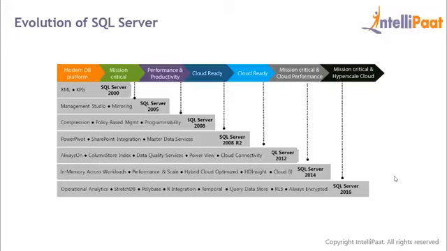Then SQL Server 2016 released, which added new built-in JSON support in SQL Server for JSON imports, exports, parsing, and storing. A new PolyBase query engine was also added to integrate SQL Server with external data in Hadoop or Azure Blob storage. And the latest release is SQL Server 2017.